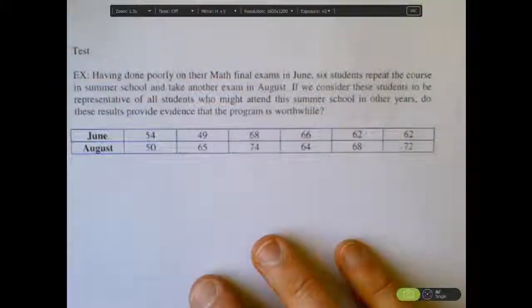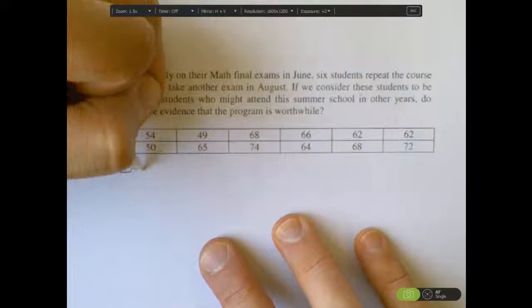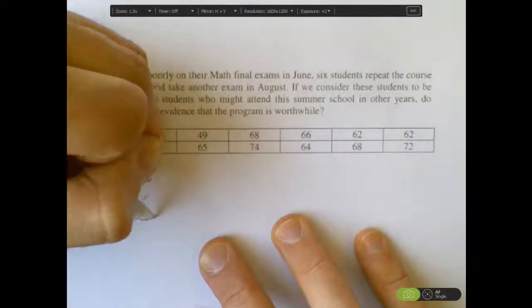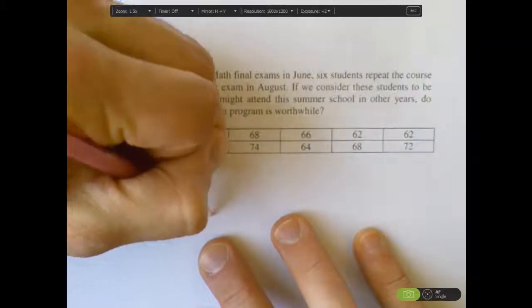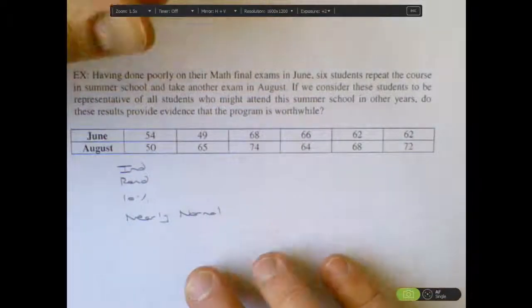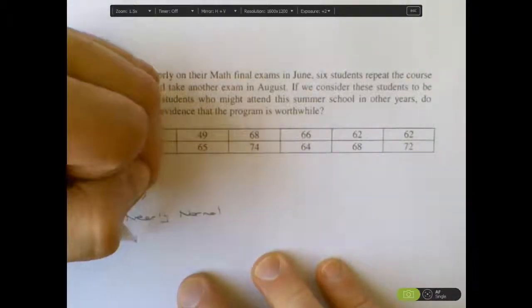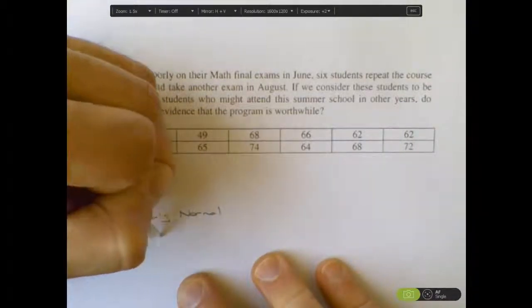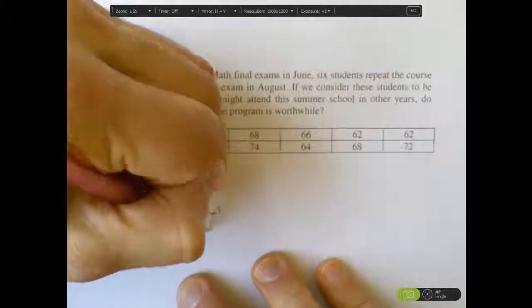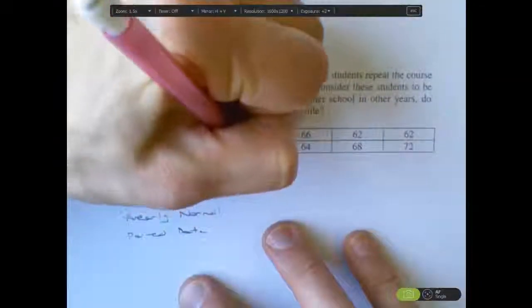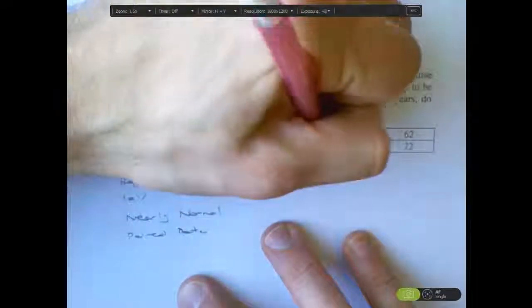So your conditions are the same as above. You're going to have independent, random, 10%, and nearly normal, and again it's going to be the histogram of the differences, so one histogram, looking for it to be unimodal and roughly symmetric so that the CLT will apply, and you have your paired data assumption. Okay, so the name of this inference procedure is going to be a paired t test.